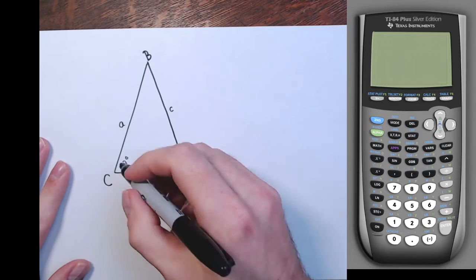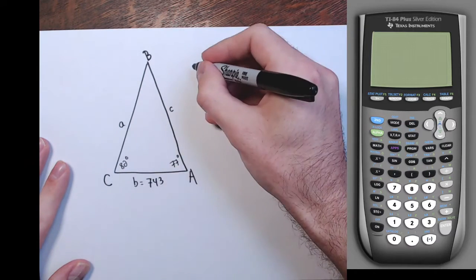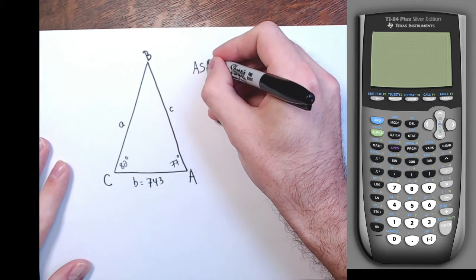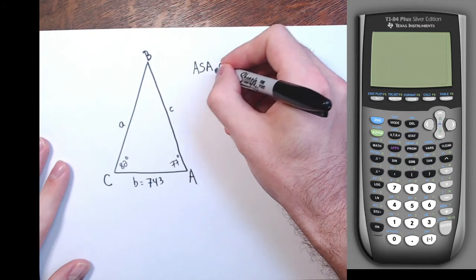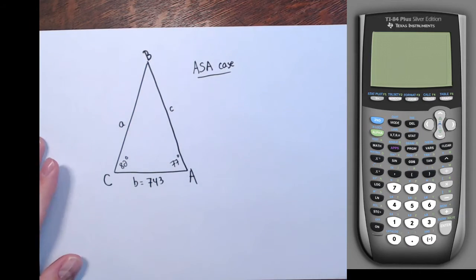So what I have here is the angle side angle case. Two angles and the side between them, the side that they share. And in the angle side angle case, we can apply the law of sines to help us find missing pieces. Now the first piece is the easiest.